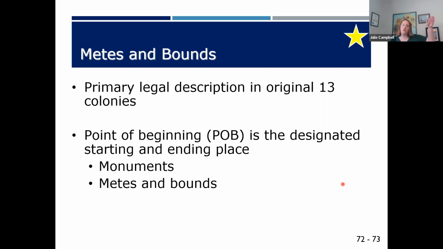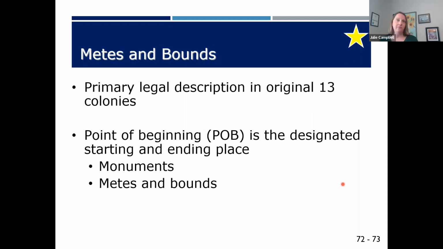So it starts at one corner of the property and it's a tour of the perimeter of the property. So the surveyor goes from monument to monument. Monuments tell them when to turn. We go from monument to monument, making our tour around the property.